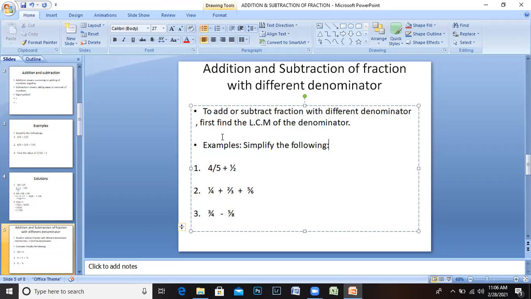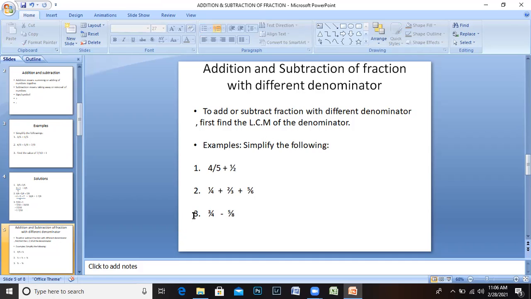Good, thank you. Now, let's look into some examples. Simplify the following. Number 1, we have 4 over 5 plus 1 over 2. Example 2, 1 over 4 plus 2 over 3 plus 5 over 7. Number 3, 3 over 4 minus 5 over 8. We are going to look into that.